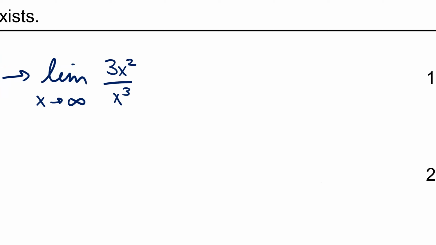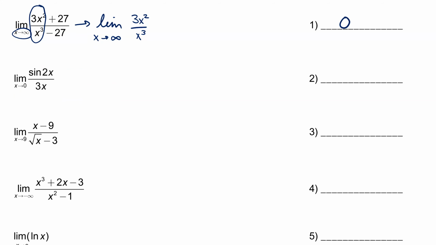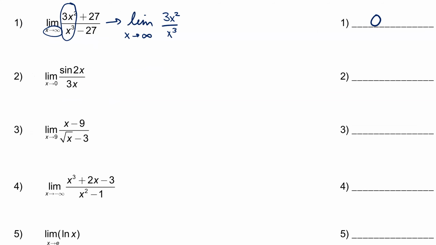Bigger on top, there's no limit, it goes to infinity, doesn't exist. If they're the same exponent, it'll just be the ratio. So imagine the top was 3x cubed. If that was a third instead, it would be 3. If the top was bigger, the limit would not exist. We would say infinity, does not exist. All right. The answer is 0. We're just going through the other options. What if I change the problem, and so on.